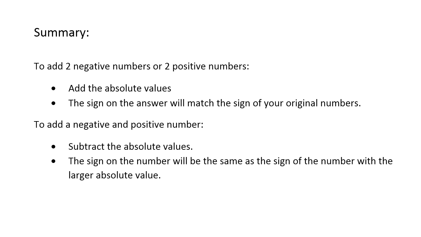Okay, here's your summary. To add two negative numbers or two positive numbers, you add the absolute values, and then the sign on the answer will match the sign of your original numbers. But if you want to add a negative and a positive number, you actually are going to subtract. You subtract the absolute values, and then the sign on the number will be the same as the sign with the larger absolute value because its sign will dominate your answer.